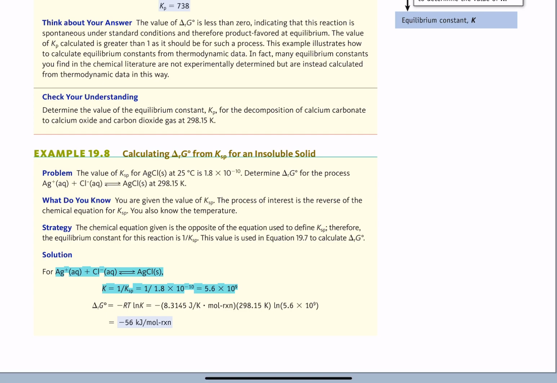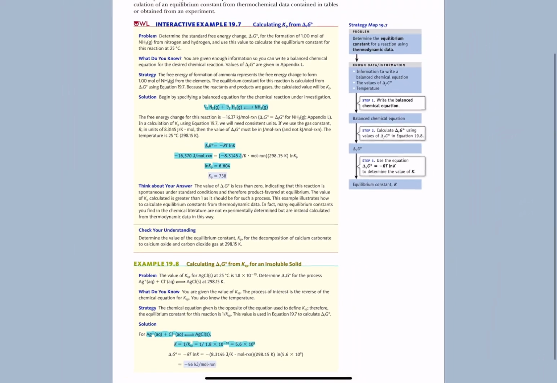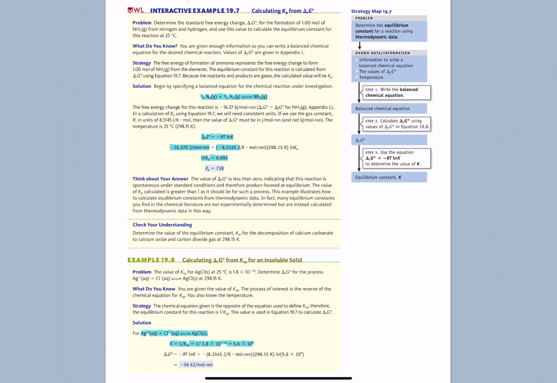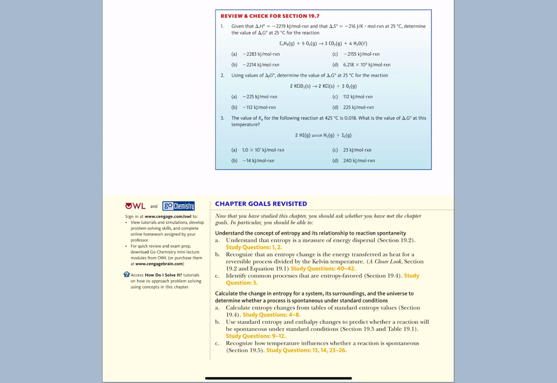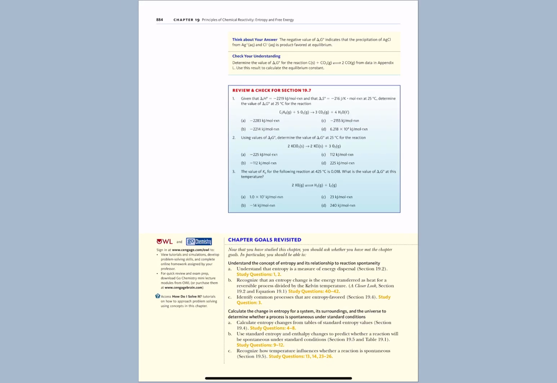And again, we can calculate our delta G in this reaction given the value of K. So, backing up just a little bit, in the top problem, you were given delta G and told to calculate K. In example 19.8, you were given K and asked to calculate delta G. And that finishes the chapter.